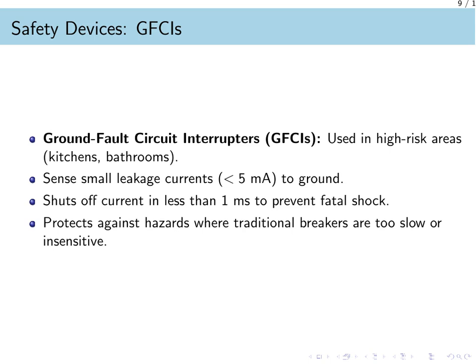A GFCI works by constantly monitoring the circuit for very small leakage currents, as low as 5 milliamps, that are escaping to the ground. If it detects this leakage, which could indicate a current passing through a person, it shuts off the power in less than 1 millisecond. This extremely fast reaction time prevents fatal electric shocks. GFCIs provide a layer of protection against hazards where traditional circuit breakers would be far too slow or entirely insensitive to the small currents that can cause harm.